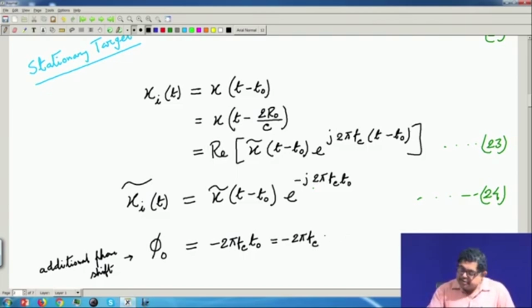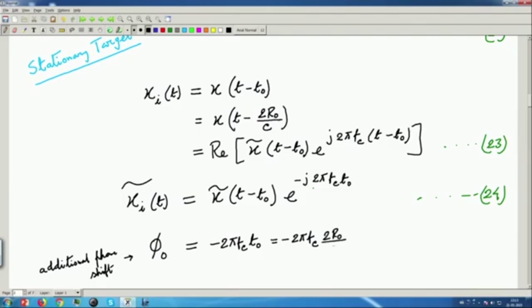So, what is T naught? I can say 2 R naught by c for a stationary target, remember, and f c times that is nothing but, with c by f c being lambda naught, or lambda c, the carrier wavelength, multiplied by 2 R naught. So, I can say that this is another equation: phi naught, the additional phase shift, is minus 2 pi by lambda c into 2 R naught.